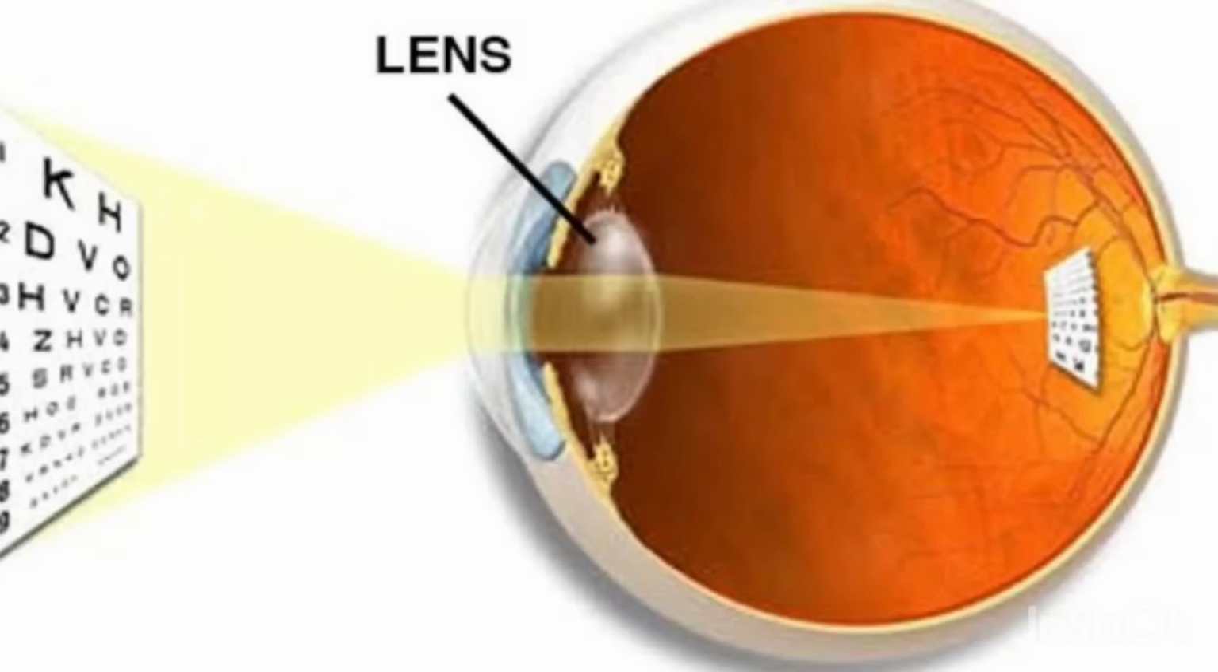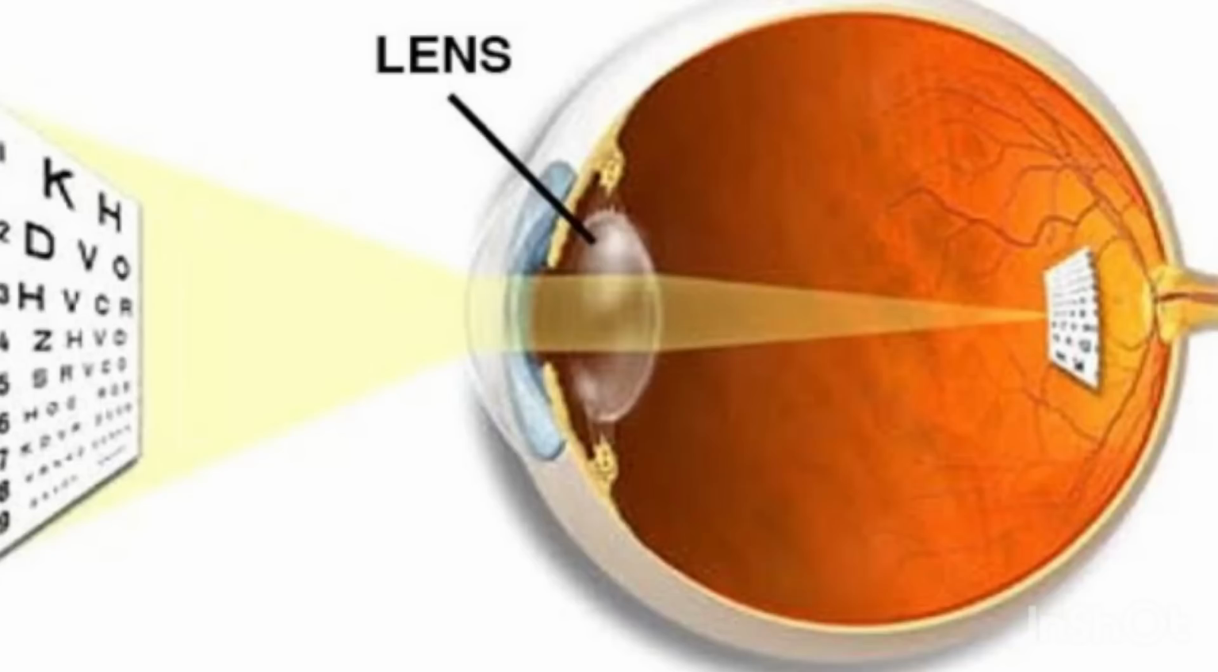Next, I am going to discuss accommodation. When we look at an object that is close to us, the ciliary muscles around the lens contract. This causes the suspensory ligaments to loosen, allowing the lens to become thicker and more curved. This increased curvature increases the lens's refractive power, enabling it to bend light rays more sharply. This is necessary to focus nearby objects onto the retina, ensuring a clear image.